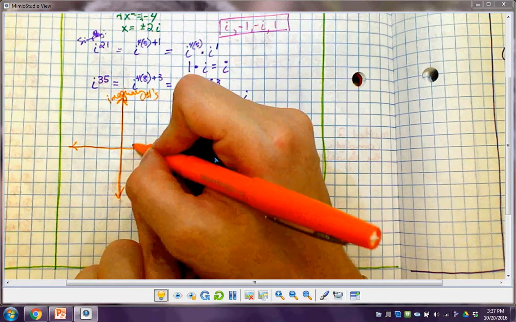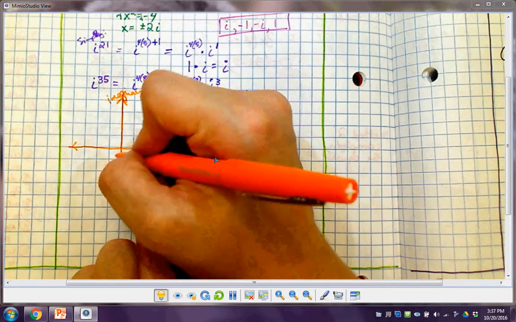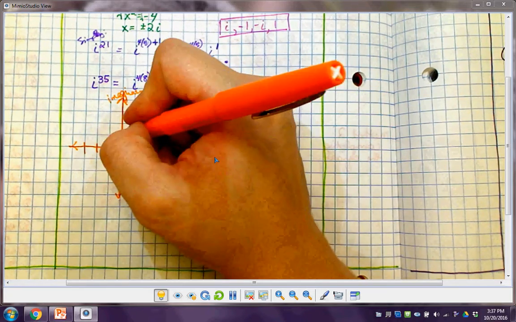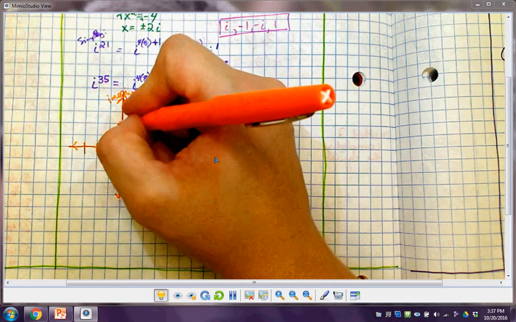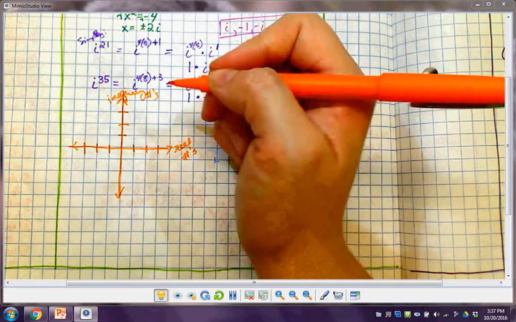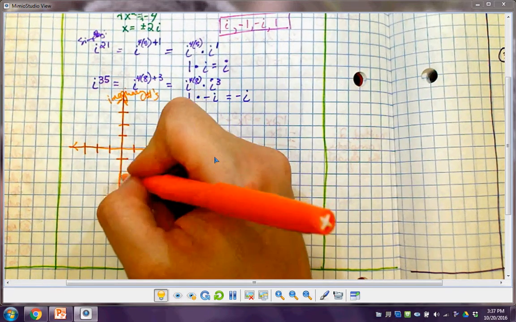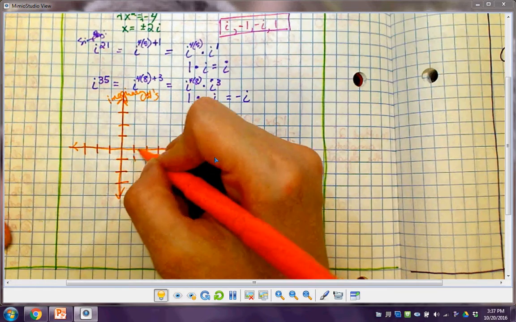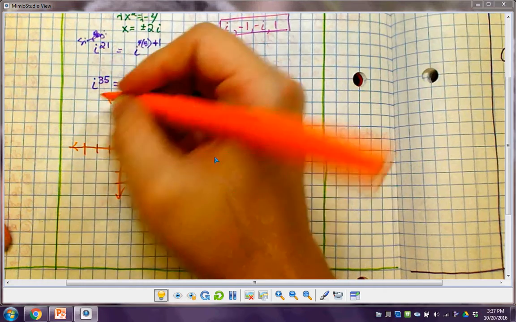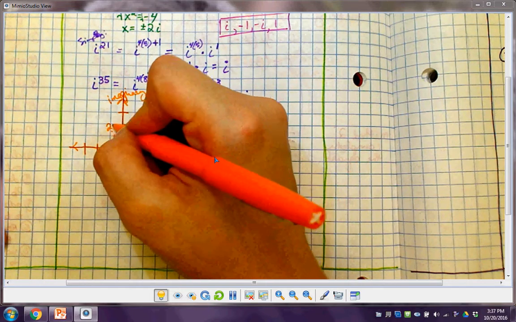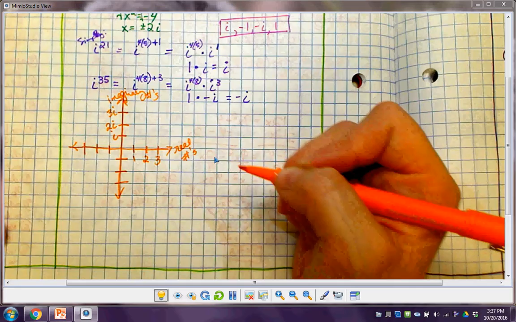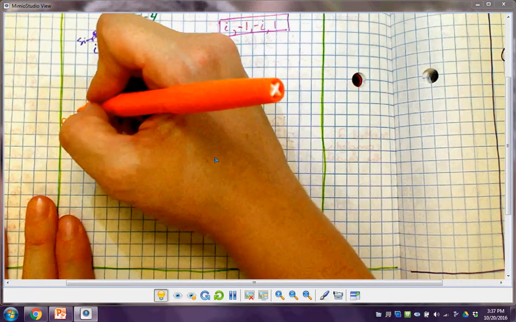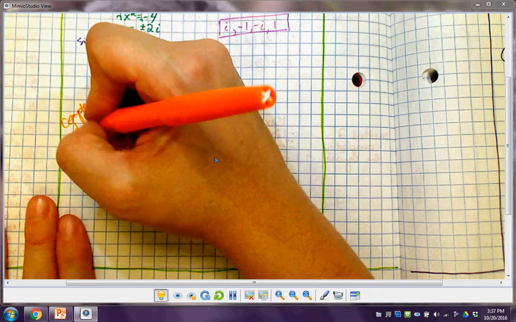So here would be 1, 2, 3, -1, -2, -3. This is i, 2i, 3i, -i, -2i, -3i. So I'm going to label this a little bit just so you can see. This would be i, 2i, 3i. So that's called the complex plane. Like I said, we're going to learn more about this tomorrow.